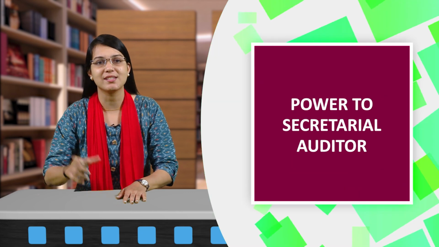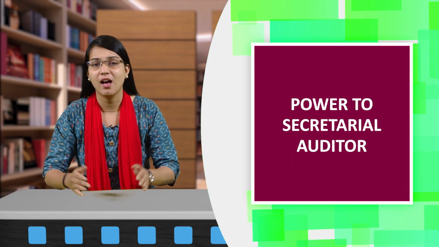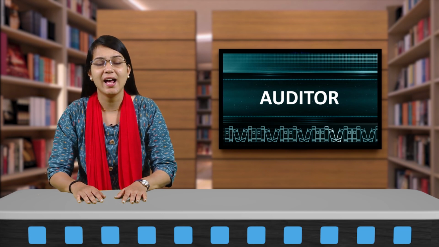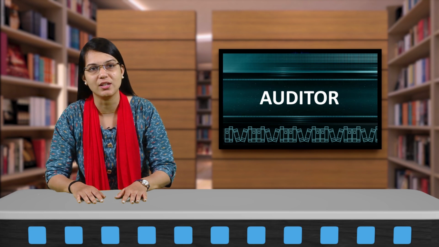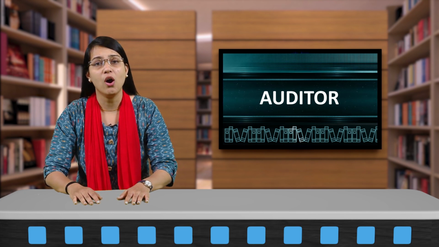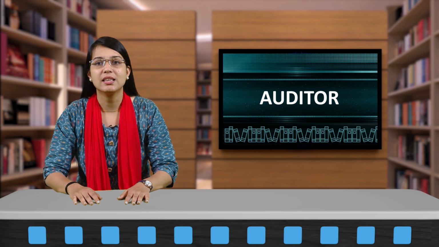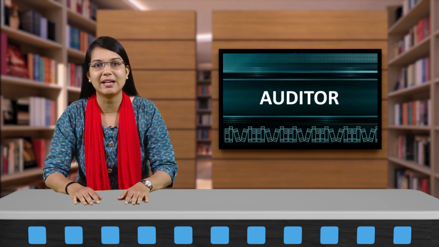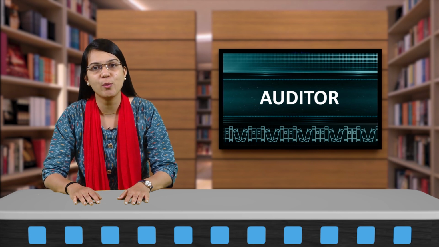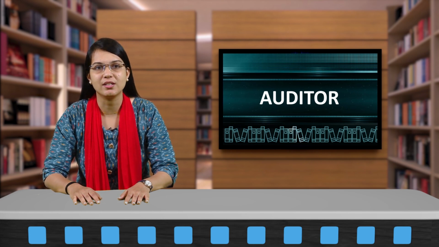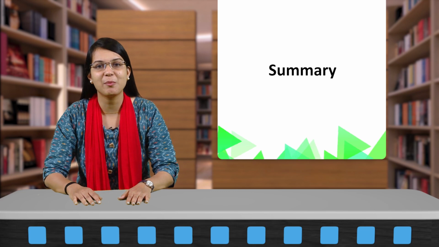Now, we will discuss power of secretarial auditor. The Companies Act 2013 has empowered the secretarial auditor and has given him all rights and powers as given to the statutory auditor. As per Section 204 of the Companies Act 2013, the secretarial auditor shall be entitled to require from the officers of the company such information and explanation as he may consider necessary for the performance of his duties as auditor. So friends, let us summarize the session.